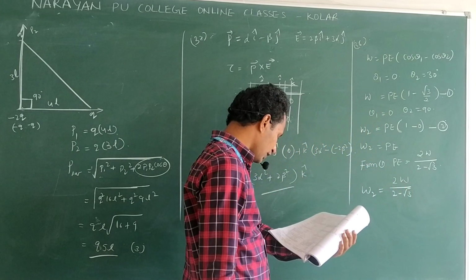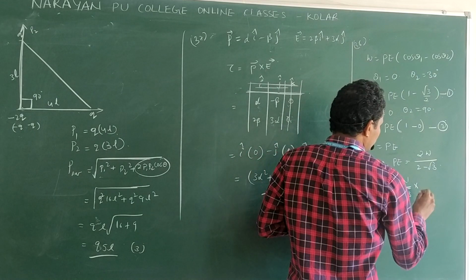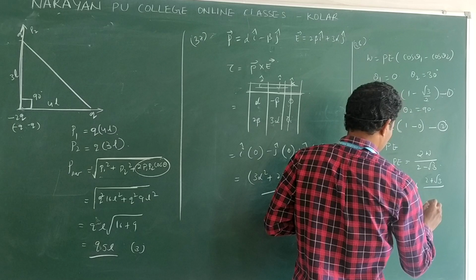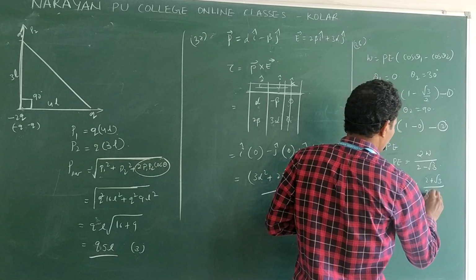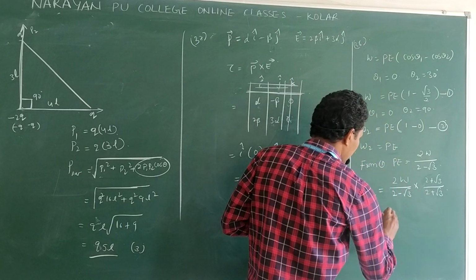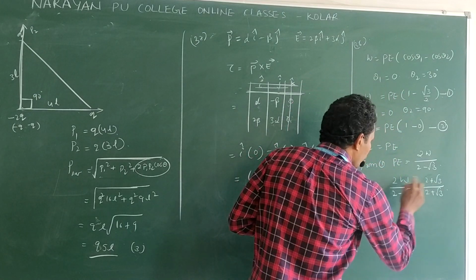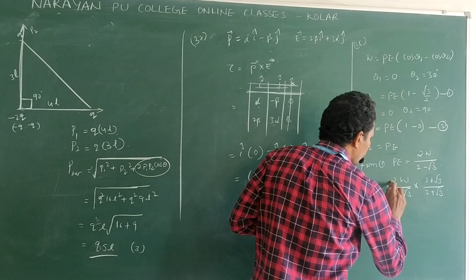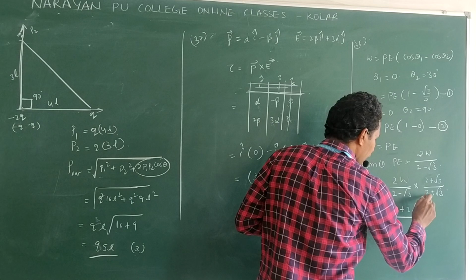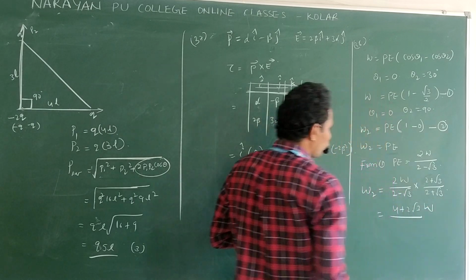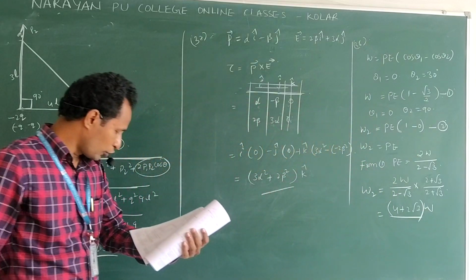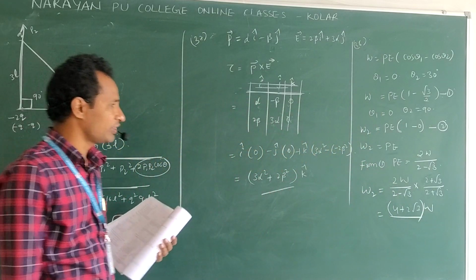This option is not there. What to do? You follow mathematics, rationalize. Divide and multiply with 2 plus root 3. Then what do you get? 2 into 2, 4. 2 into root 3, 2 root 3. 2 square minus 3, 1. So 4 plus 2 root 3, W. Option 3 is correct.